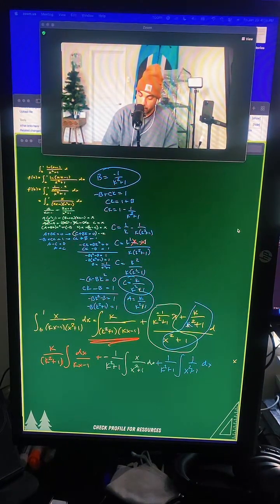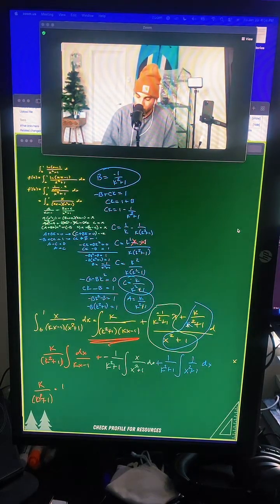Correct me if I'm wrong, but I'm just going to do this in my head. For the red one, I'm going to do a u sub. So this is going to be k over k squared plus 1 times 1 over k natural log of kx minus 1.